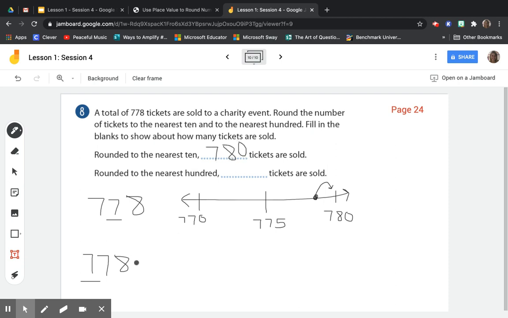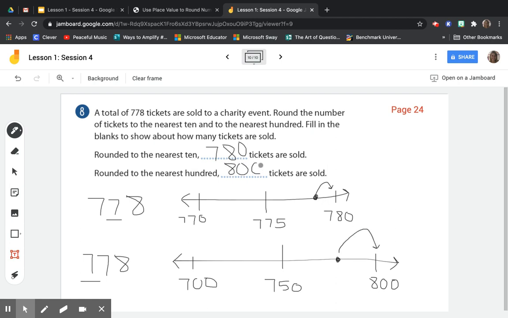Now, last one, same number. Here's my number line. 700, 800, cut it in half, 750. My number 778, let's say about right here. So I know I'm going to round it up to 800.